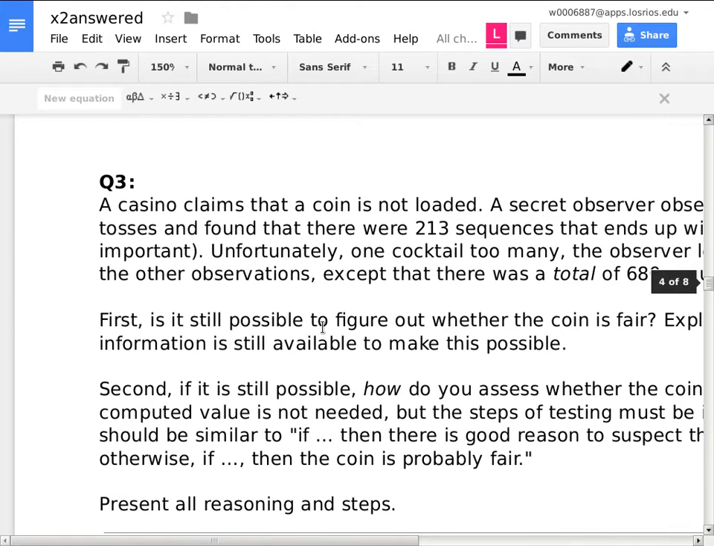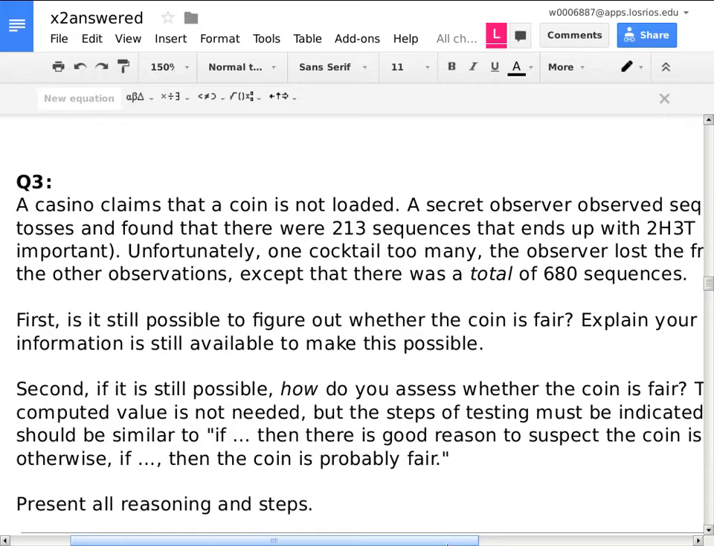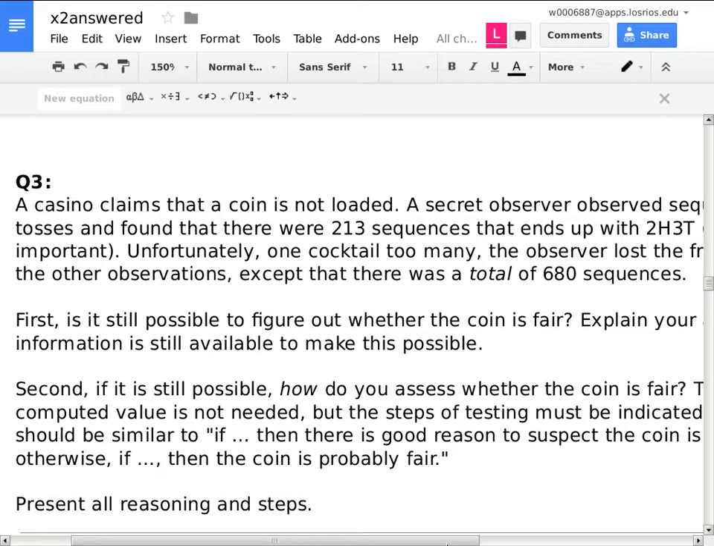Question number 3. Once again we get back to the casino. This time something else happened. In this particular question, a secret observer, because the casino can throw people out if they see that these people are observing and recording, went to a casino and observed that there were 213 sequences of 5 tosses that end up with 2 heads and 3 tails, where the ordering is not important. So you can have head, tail, tail, or tail, head, tail. It will all be lumped into these 213.